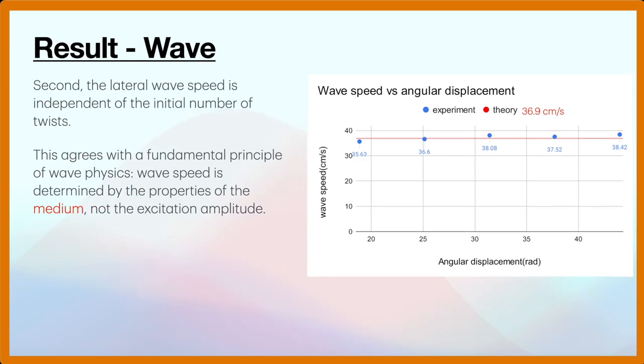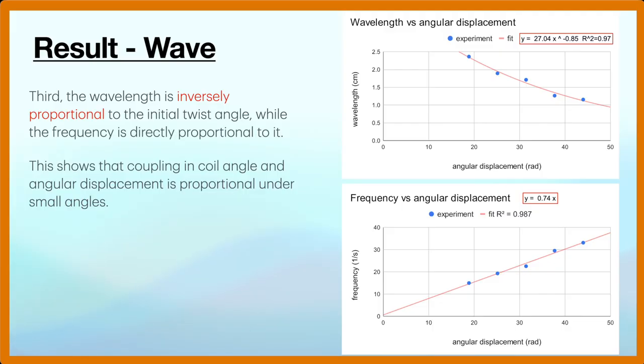Second, lateral wave speed is independent of the initial number of twists. This agrees with the fundamental principle of wave physics. Wave speed is determined by the properties of the medium, not the excitation amplitude.